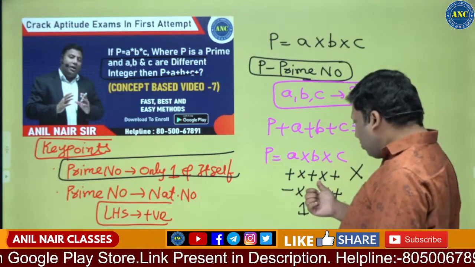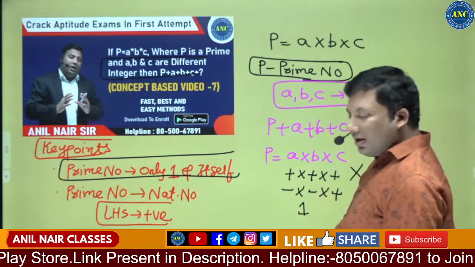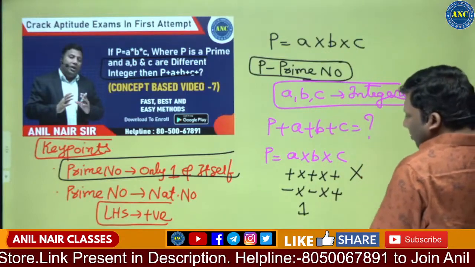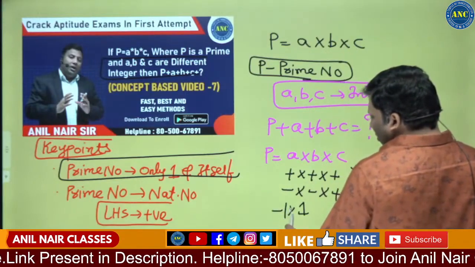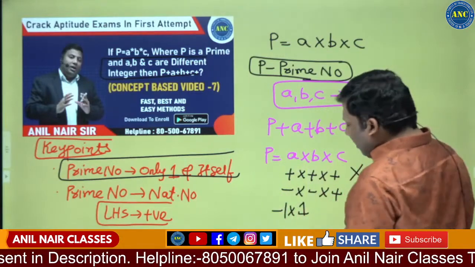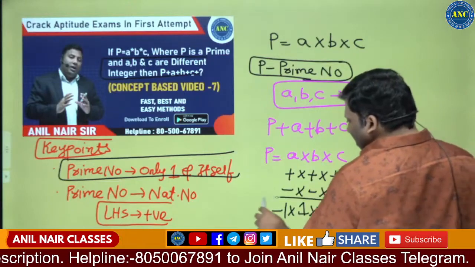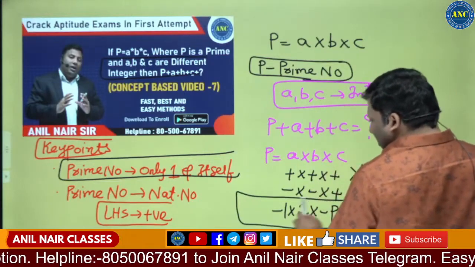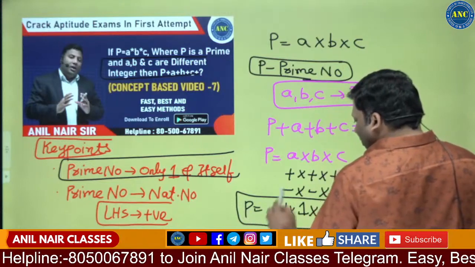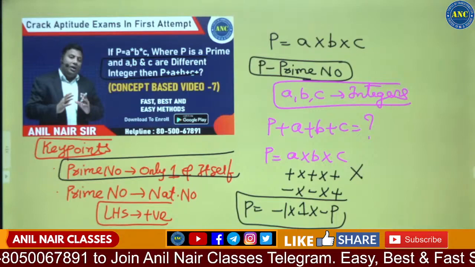So next 2 numbers' product should be P. So when I get 2 numbers whose product is P, it is 1 into P or P into 1. So minus into minus is P. So P can be written as minus 1 into 1 into minus P.